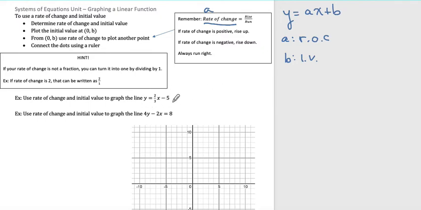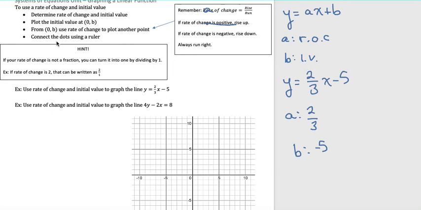So here's an equation of a line. Y equals 2/3 x minus 5. So a, our rate of change, is the number that's right in front of our x. It's 2/3. And b, our initial value, is -5. So what we do, now that we have our a and our b, the first thing we do is we put our dot at our initial value. And our x value is always 0, right?